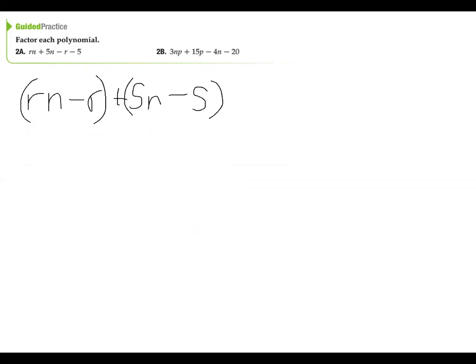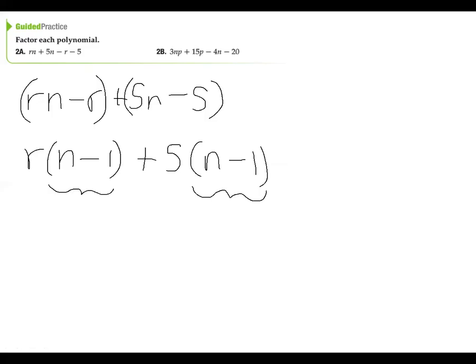The first set I can factor out an R, and remember this is going to be R times n minus 1, not just n. Even though I factored out the R, you still need a 1 as a placeholder. Plus, here you factor out a 5, and again, you'd have n minus 1, not just 5n. Okay, you need the 1 there as a placeholder. Notice now that your n minus 1 is the GCF of both terms.